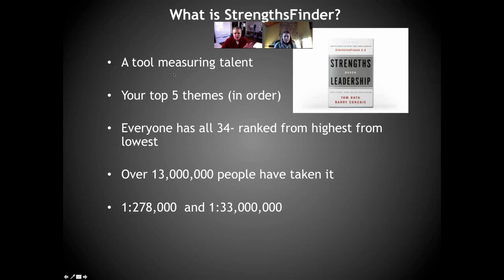I think I mentioned these numbers to you, 1 in 278,000. When I present this, I ask people what they think that number represents, and usually they get close. It's the odds of someone having the same top 5 as you. Very rare. And the chance of somebody having the same top 5 in the same order is 1 in 33 million. But by the time someone has it in the top 5, that's close enough to say, wow, we must think very similarly. We would relate easily and get each other's vibe very easily.